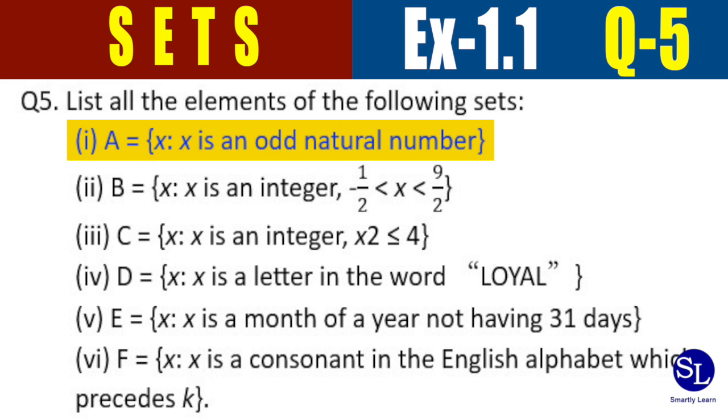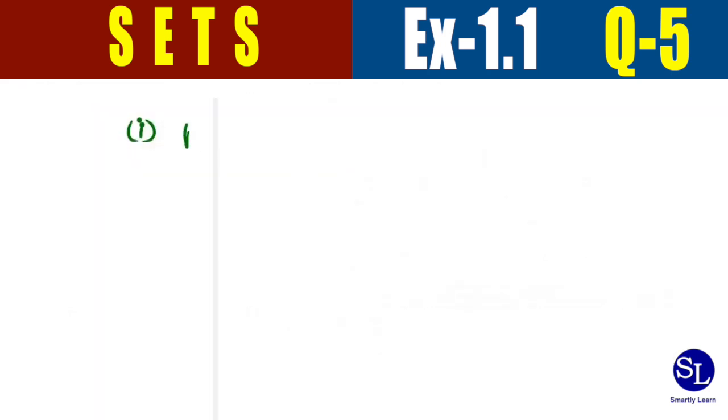It says set A has x is an odd natural number. So I'm going to list A is equal to, it is an odd number and natural number. Our natural numbers start from 1. So 1, 3, 5, 7, and it keeps going. It is an infinite set, so to indicate it is an infinite set, we just put dot dot dot.